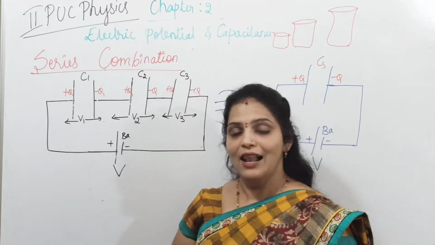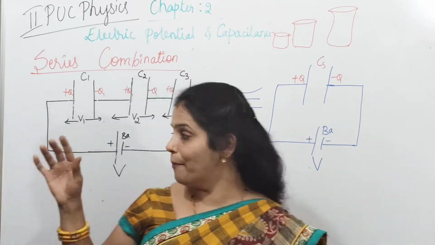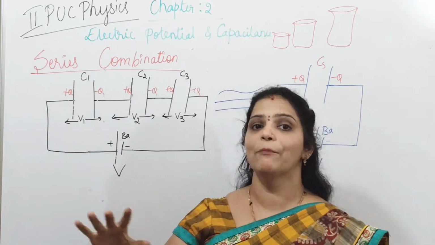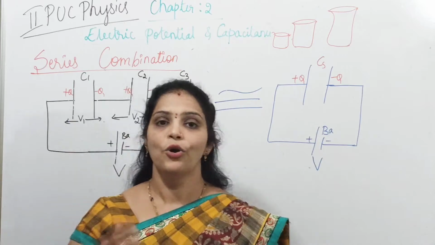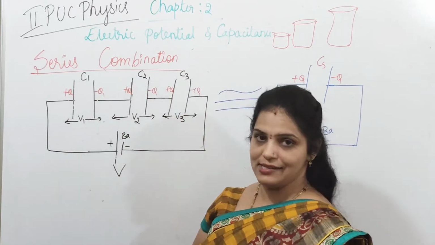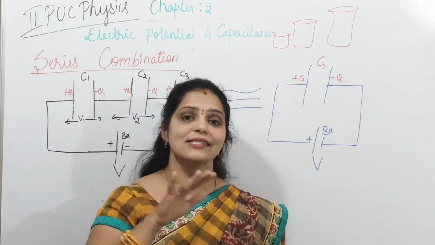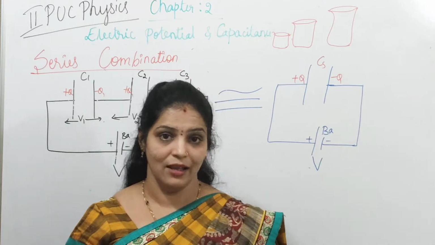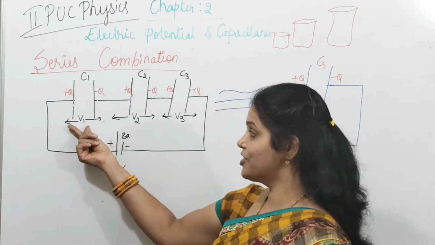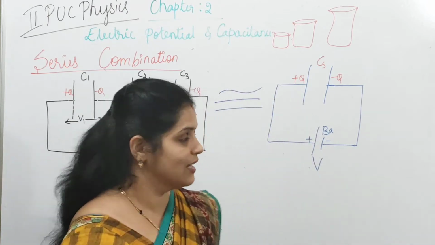Like this, each capacitor in this combination will have the same amount of charge. One plate is positive, another is negative, one is positive, another is negative. All these three capacitors will have the same amount of charge, whereas the potential difference across each will be different. Listen to me carefully.